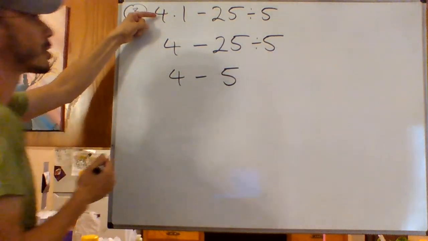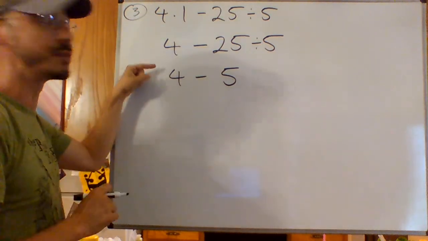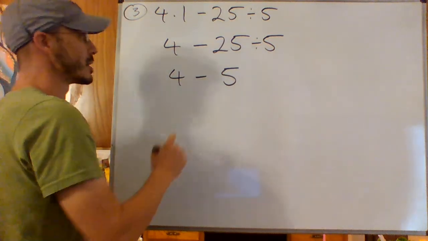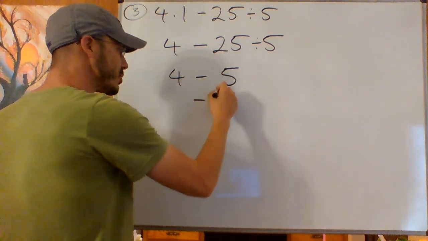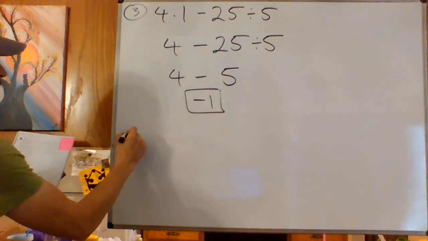And if you can go from this directly to this, that's great, that's fine. If you need to take the intermediate step, that's good too, as long as you do them correctly. And then 4 minus 5 is negative 1.